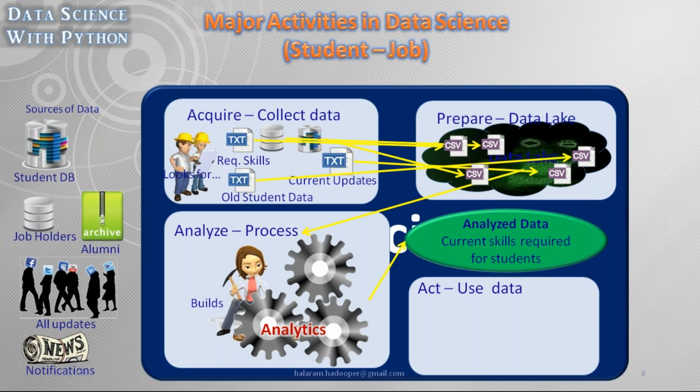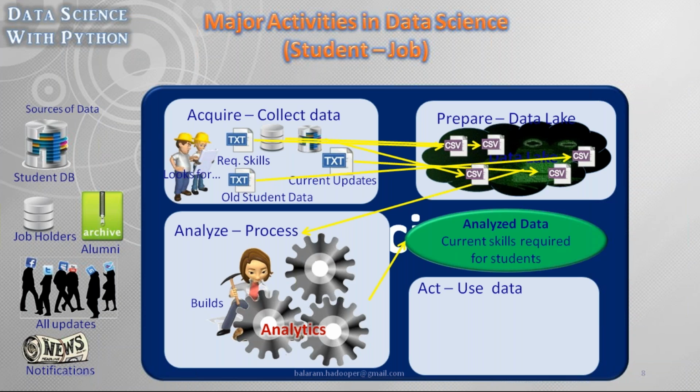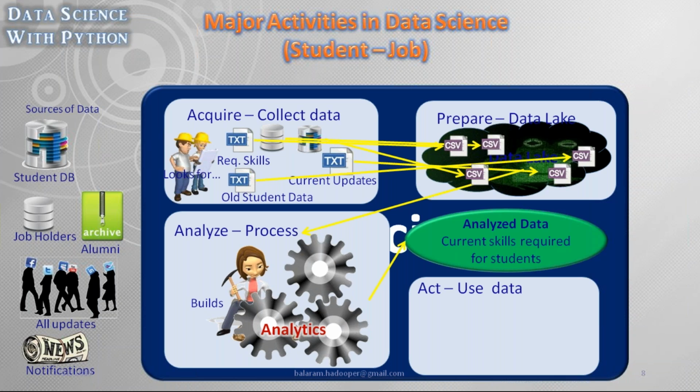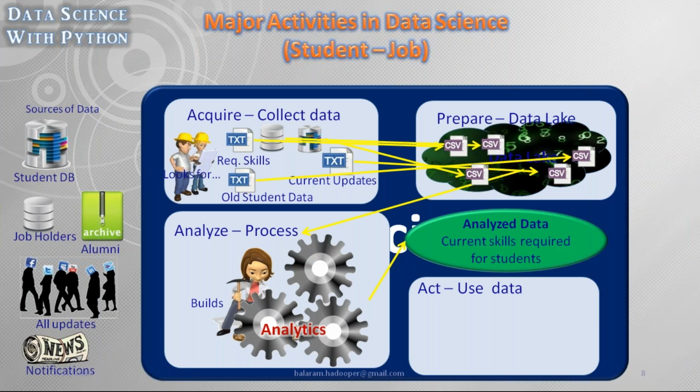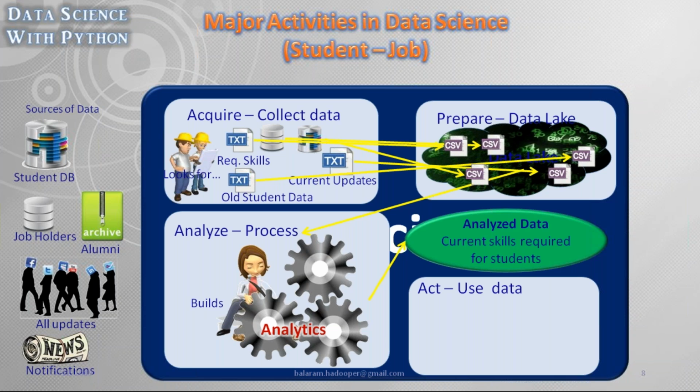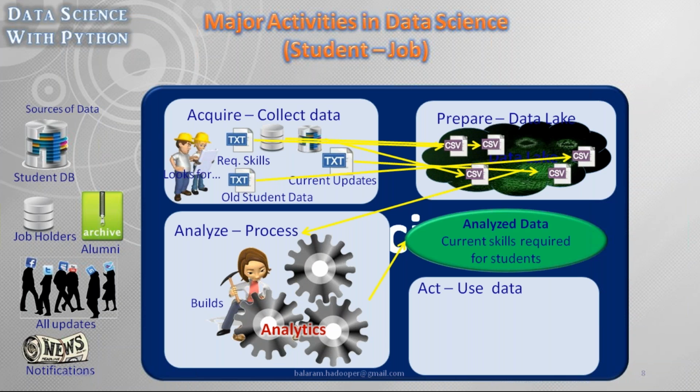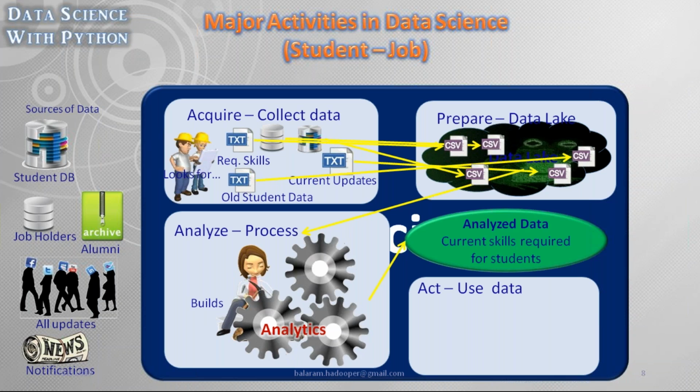What is the analyzed data? That is the student skills required, meaning the current skills. What are the current skills required for the students? That is based on the existing data, job holders, alumni and so on.